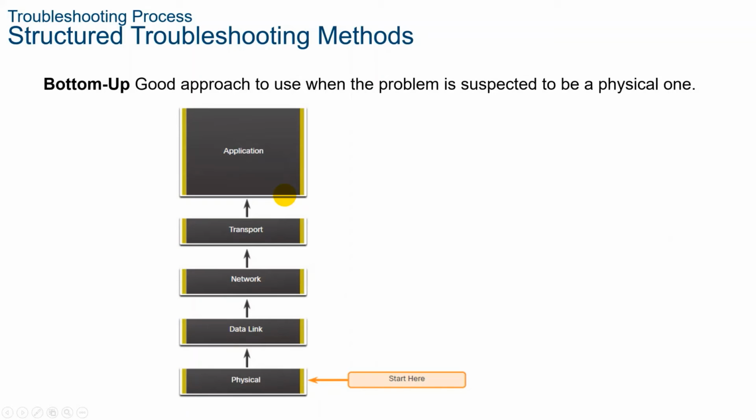Okay, so let's start with the bottom up. In bottom up troubleshooting, you start with the physical components of the network, and move up through the layers of the OSI model until the cause of the problem is identified. That's why it was named bottom up. You start at the physical layer, going up to the application layer. So bottom up troubleshooting is a good approach to use when the problem is suspected to be a physical one. Most networking problems reside at the lower levels, so implementing the bottom up approach is often effective.